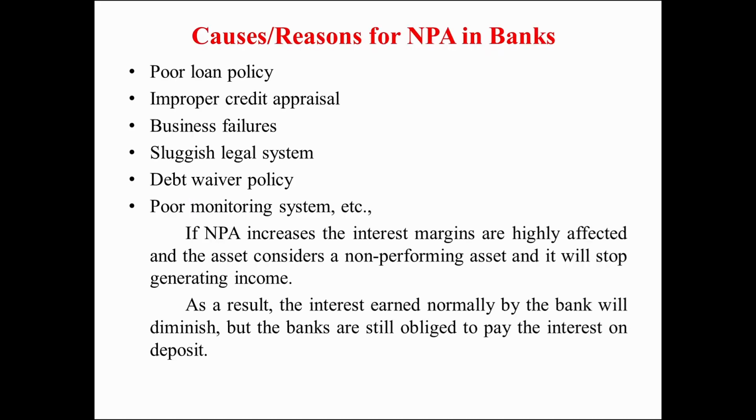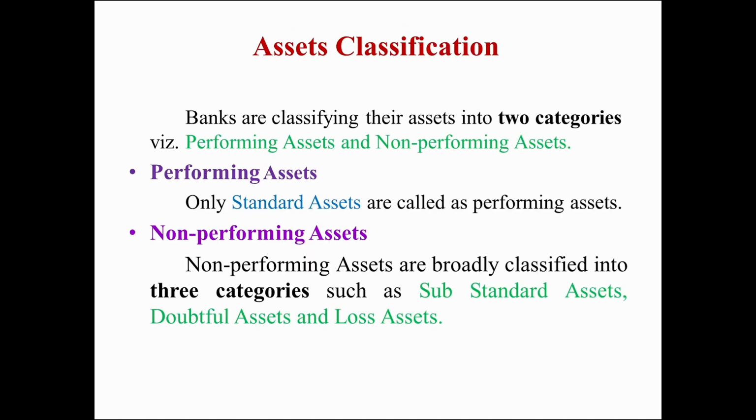Causes for non-performing assets in banks: poor loan policy, improper credit appraisal, business failures, sluggish legal system, debt waiver policy, poor monitoring system, etc. If NPA increases, the interest margin is highly affected, as the asset is considered a non-performing asset and stops generating income. As a result, the interest normally earned by the bank will diminish, but the banks are still obliged to pay the interest on deposits.